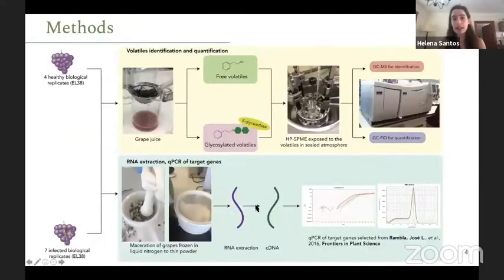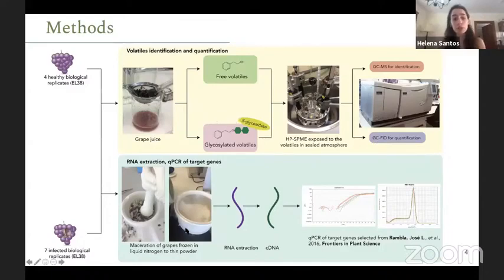For this analysis, we had two approaches. The first was the volatile identification. So we harvested 4 healthy clusters, and 7 symptomatic clusters infected by botrytis. We made juice out of this, and part of the juice was run in GCMS for the free volatiles, and the other part of the juice from the same clusters was treated with beta-glycosidase to release and cut the sugars that complex the glycosylated volatiles. And therefore, once they were free, they were again run for the GCMS identification and GC-FID for quantification.